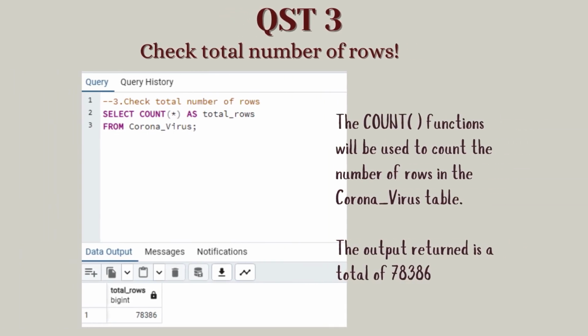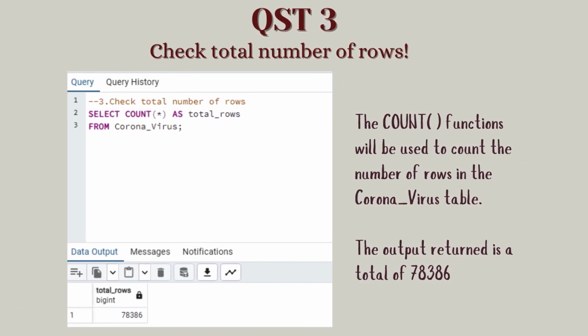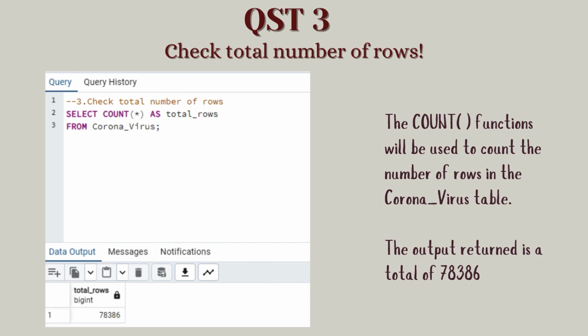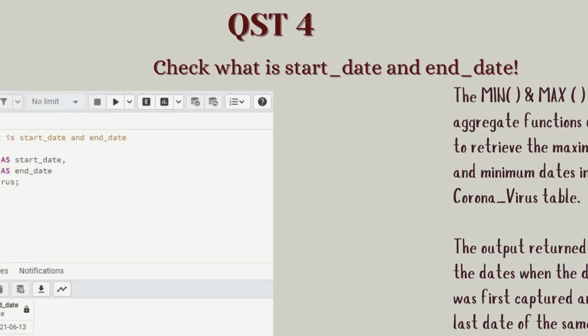Our second analysis question is to check the number of rows. Now here, we're going to use PostgreSQL's count function to establish the dataset scope. This is done by calculating the number of entries. The output returned from the query is a total of 78,386 entries.